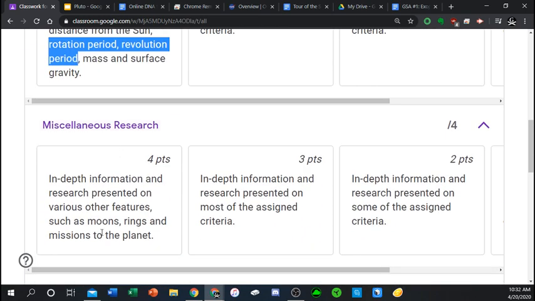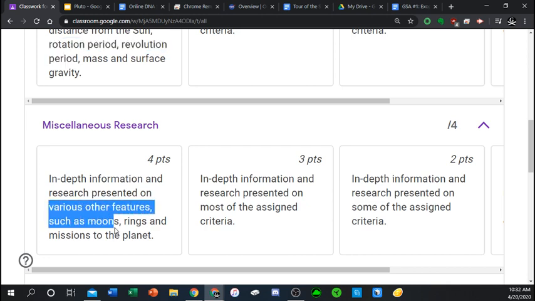Miscellaneous research. The other things, maybe you find something else that's really cool, or maybe you find information about moons, rings, and other missions to the planet. Include that as well. That would kind of be their own slides, though.